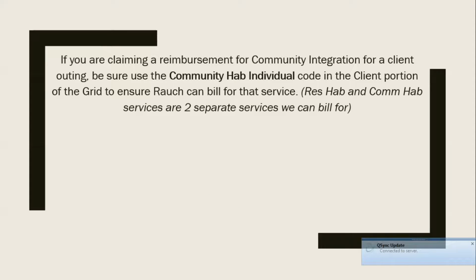So Commandment number 9 says, if you're claiming a reimbursement for community integration for a client outing, be sure to use the Community Hab Individual code in the client portion of your grid to ensure that Rout can bill for that service. And just to give you a little background in terms of Medicaid, we can bill the state for Reshab services at one rate, and we can bill Community Hab services at a separate rate. So there are two separate services that we can bill for.